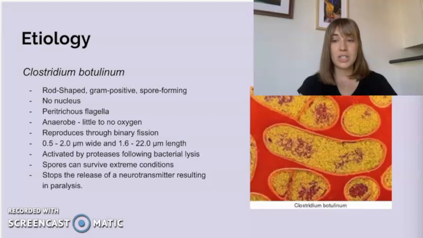Clostridium botulinum ranges in size from 0.5 to 2 micrometers in width and 1.6 to 22 micrometers in length. The bacteria is slightly curved, and the flagella are distributed over the entire cell surface. Each toxin is activated by proteases following bacterial lysis. Clostridium botulinum forms dormant spores that can survive extreme conditions. This bacteria stops the release of the neurotransmitter acetylcholine from neurons, resulting in paralysis.